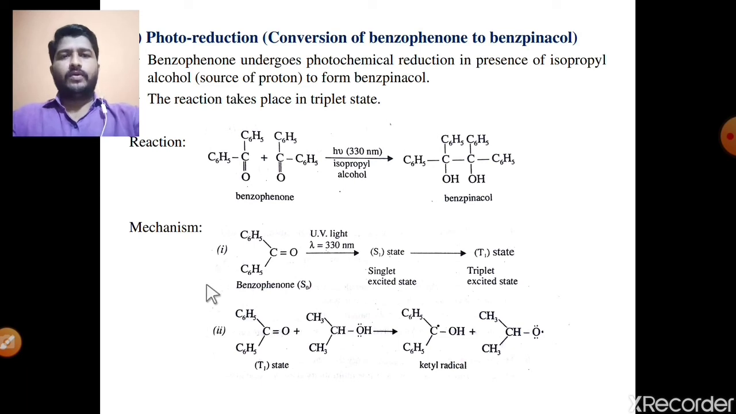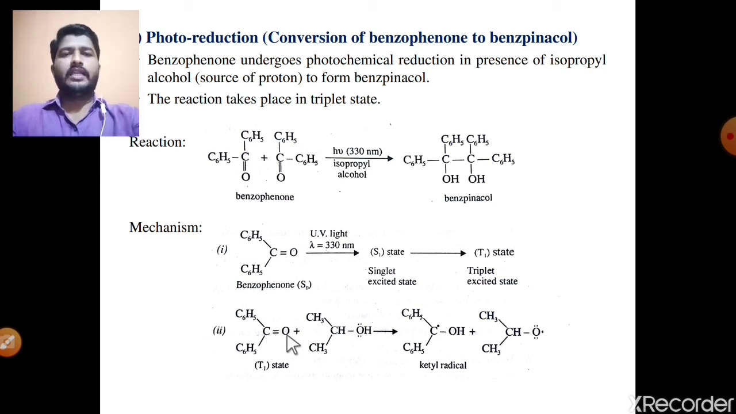See the mechanism of this reaction. The benzophenone molecule, by absorption of light radiation, is excited from the ground state S0 to the singlet excited state S1. Then from the singlet excited state, through intersystem crossing, it converts to the triplet excited state, meaning the shifting of this molecule from the singlet excited state to the triplet excited state. In this triplet excited state there is a photochemical reaction. There is a homolytic cleavage of this pi bond, meaning one electron shifts towards the carbonyl carbon and the second electron shifts towards the oxygen.